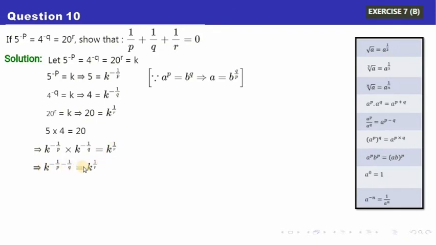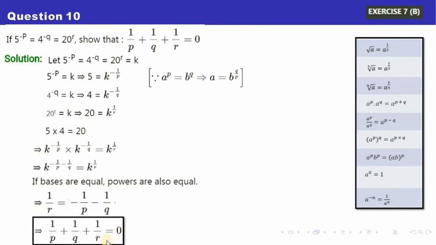Here base is k, here also base is k. Now we know if the bases are equal, then the powers must be equal, right? So that's why the power here is minus 1 by p minus 1 by q, and here the power is 1 by r, isn't it? So they are equal. Now take this entire thing over there, it becomes plus, and that's what we wanted to show here, isn't it? So pause the video and note it down.